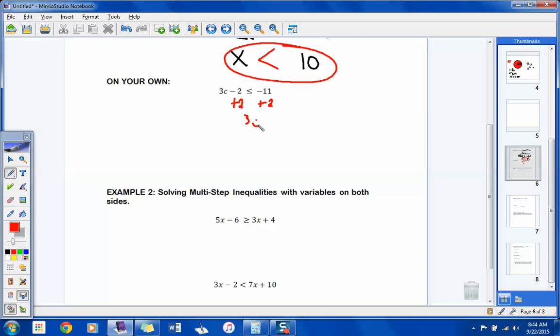C is less than or equal to -9. Okay. And then divide by 3 on both sides. Okay. So C is less than or equal to -3. Now I see a -9 up there, so we should have switched the sign, right?